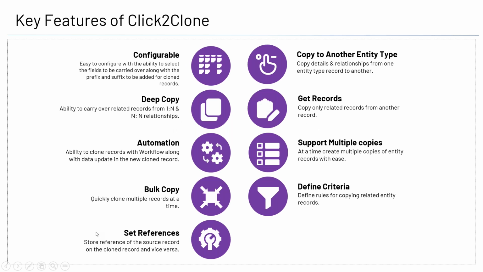next product, which is the Click2Clone. Now, Click2Clone is a feature rich product. It looks very simple at the onset, you just have to copy or clone, but let's have a look at the features provided by the Click2Clone. Number one, it's easy to configure, with the ability to select the fields that need to be carried over along with a prefix and suffix to be added for the clone record. So just by looking at the name, or just by looking at the prefix and the suffix, it's evident whether the record has been a source record or it has been a clone record.